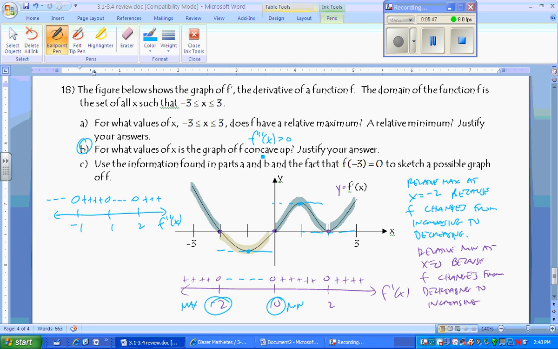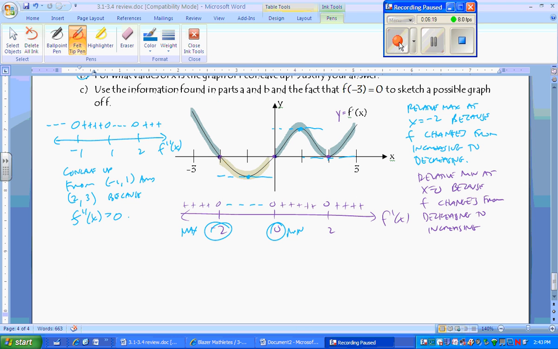We want to know when it is concave up. Well, it's concave up from -1 to 1 and from 2 to 3. Right? We're only going in this interval from -3 to 3. So it's concave up on those intervals because our second derivative is greater than 0. Concave up, second derivative is greater than 0.